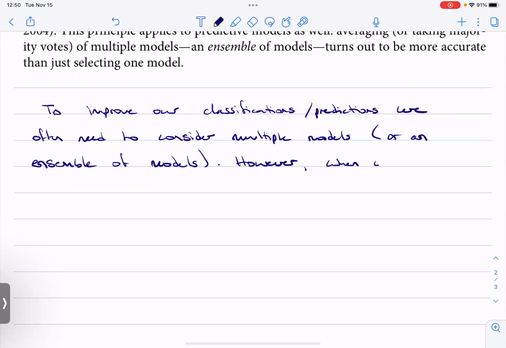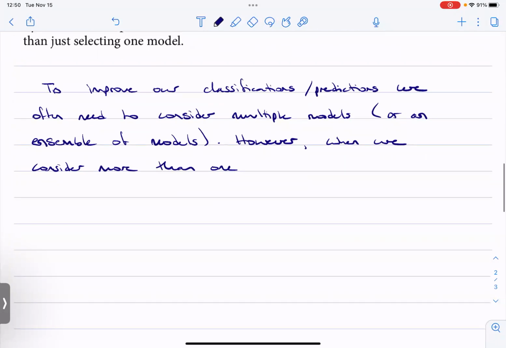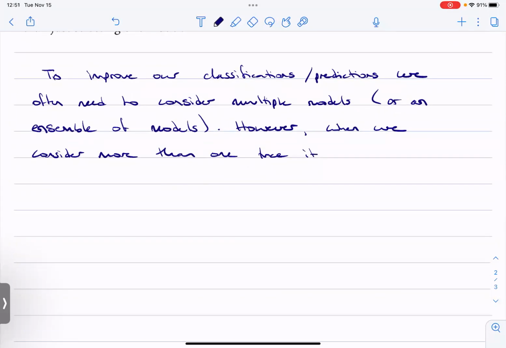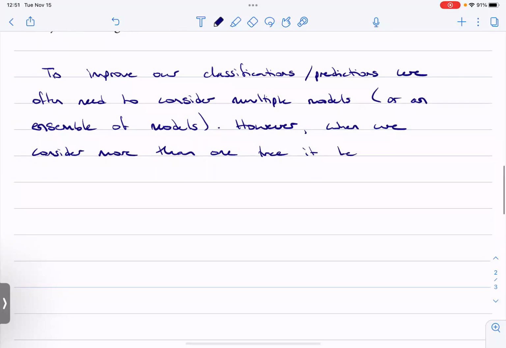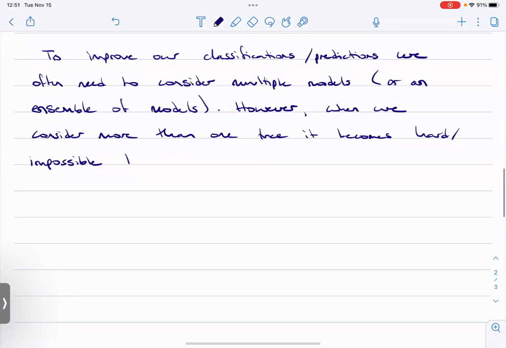However, when we consider more than one tree, it becomes hard or, I would argue, impossible to visualize the tree. I'm sure people have tried.